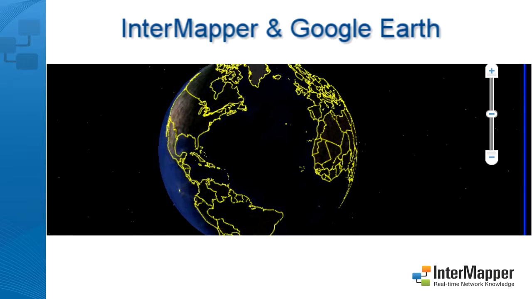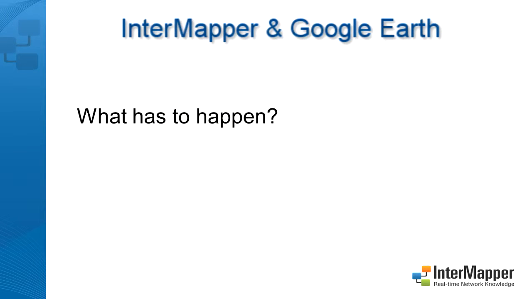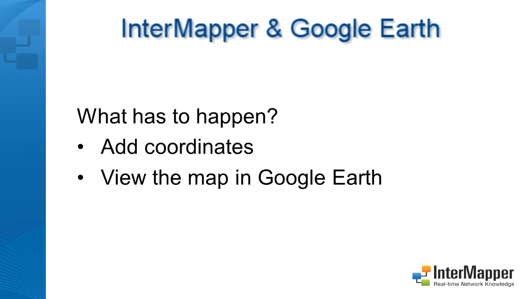InterMapper exports map data to Google Earth. Here's how. To get data from InterMapper into Google Earth, two things have to happen. First, you need to give InterMapper the geographic coordinates for a map or device. Then you need to get that information to Google Earth.